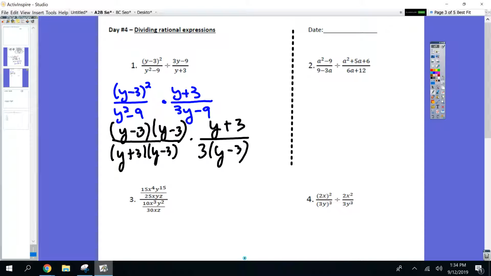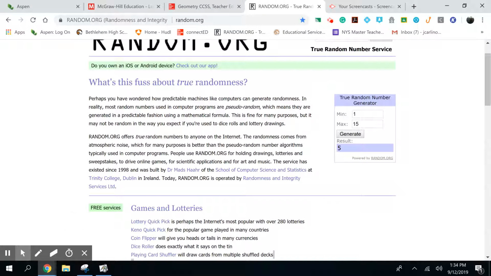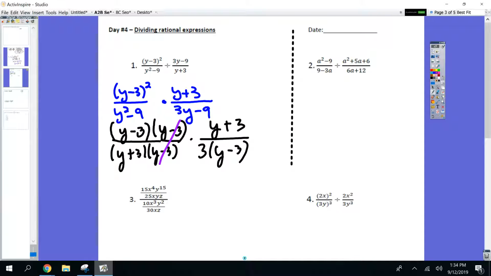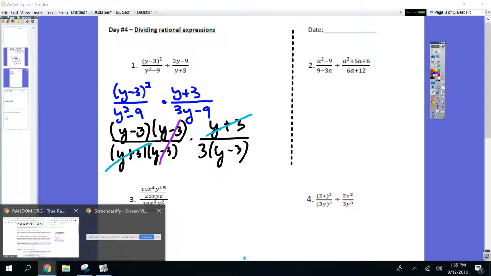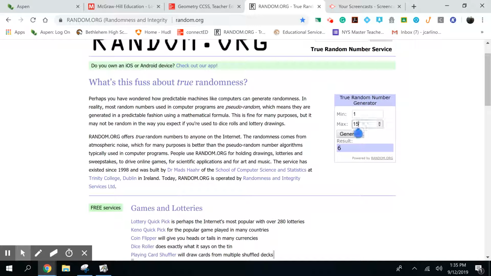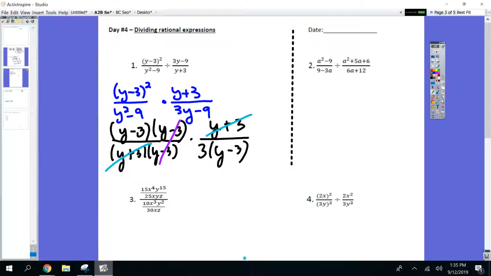Sure. You got it. I don't know if you meant those, but don't care. You got a y plus 3, bottom left, top right. You got it. Yep.